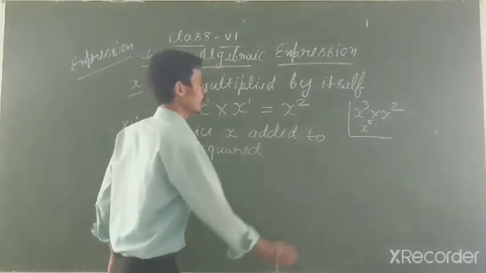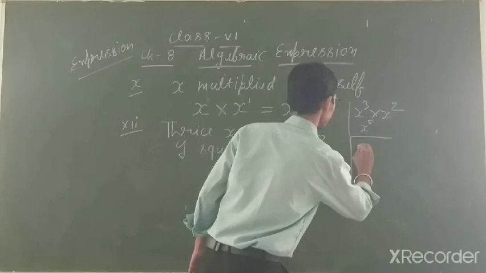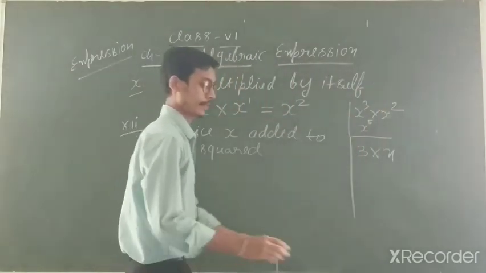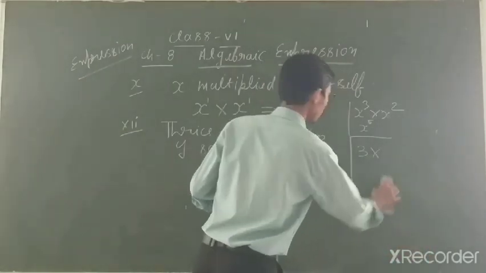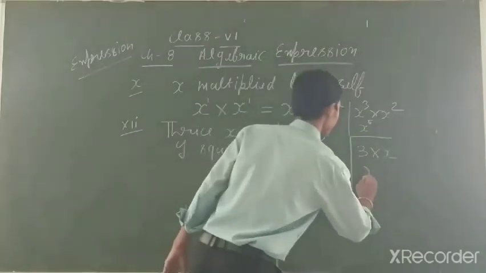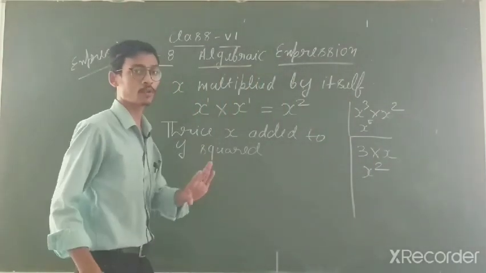Now student, you know that what is the meaning of thrice? Thrice means 3 multiplied by anything. So you can write down 3 multiplied by x. Clear student? And squared means, you know that student? Squared means, like x squared, x squared means x to the power 2. Squared means 2, you know that everyone?